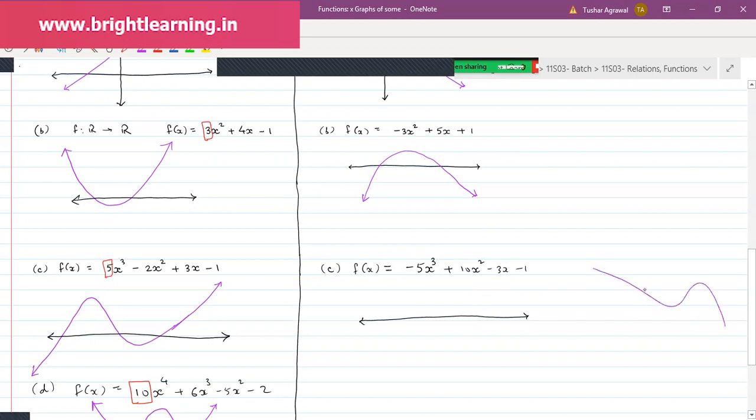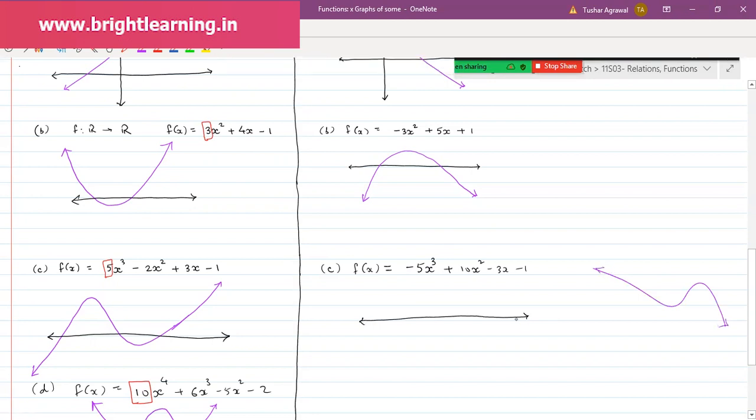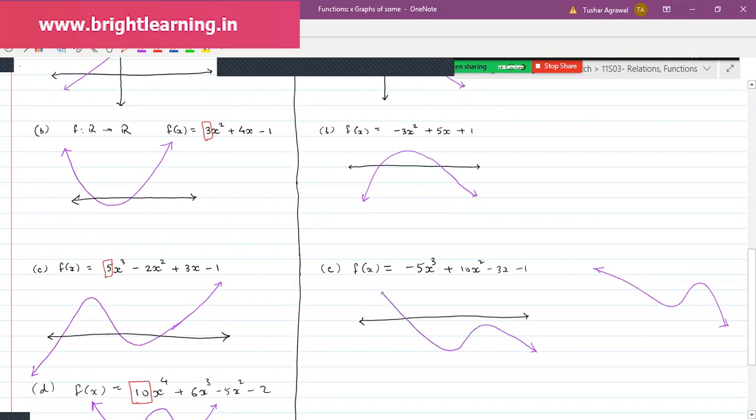This shape means what? This shape can occur in this way also. As x tends to positive infinity, the graph goes downwards. So you take one turn and another turn. This graph suggests that this equation has exactly 1 real root and 2 imaginary roots, or maybe the graph could have been this way: 2 real roots and a third, okay, 3 real roots.